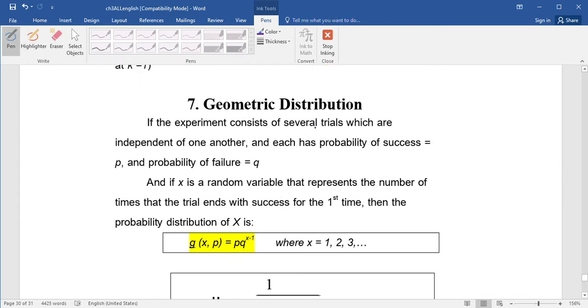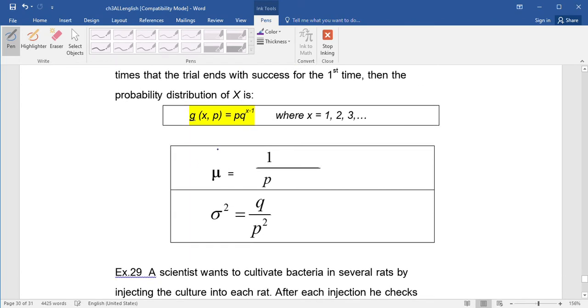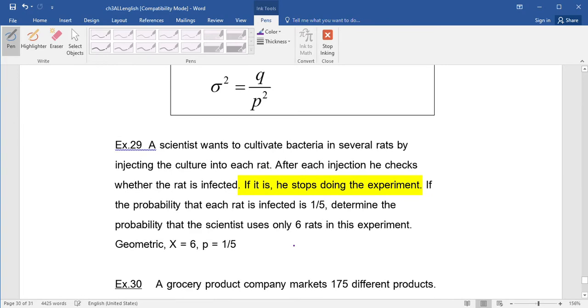If the experiment consists of several trials, which are independent of one another, and each has probability of success equal to P and the probability of failure equal to 1 minus P, or Q, and if X is a random variable that represents the number of times the trial ends with success for the first time, then X follows the geometric distribution, and this formula. The mean is 1 over P, and this is the variance. Let's see an example. It'll help you get the picture better.